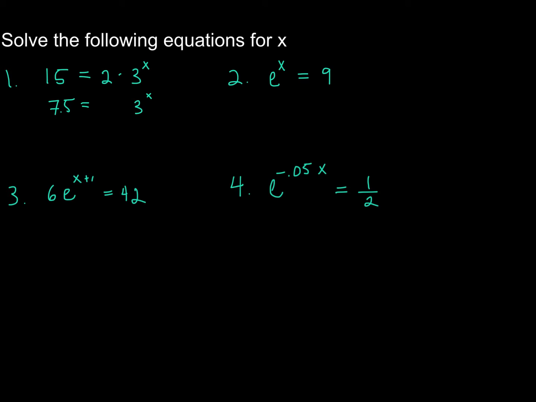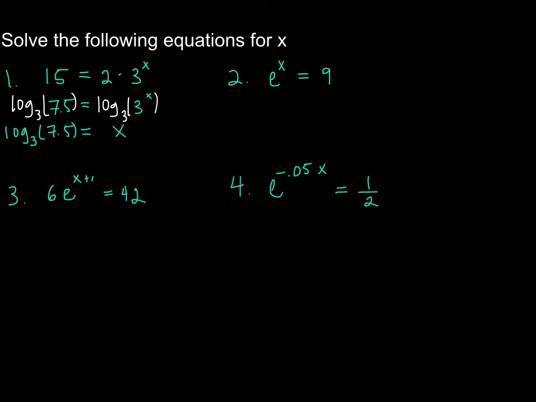All right, now I need to isolate x, so I'm going to take the log base 3 of both sides. Why? Because log base 3 of 3 to the x is the power that 3 must be raised to get 3 to the x, which is, of course, just x. And then over here, I will have log base 3 of 7.5. All right, so this means, of course, that x is equal to log base 3 of 7.5.